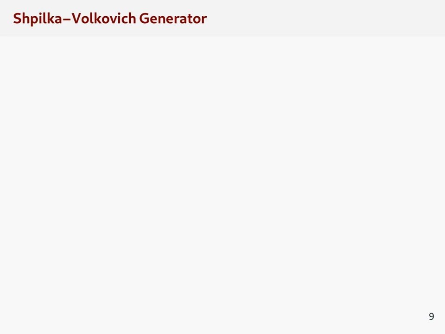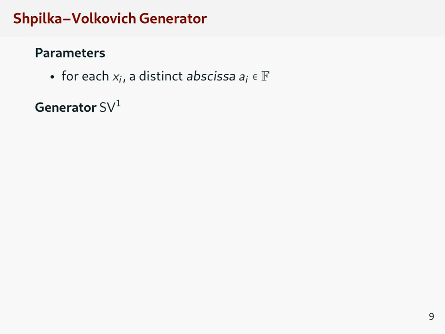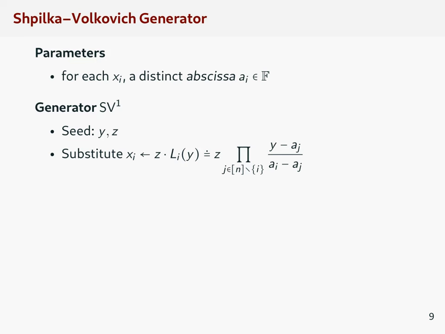The Shpilka-Volkovich generator is defined in terms of some parameters. For each variable xi, the generator requires selecting a distinct scalar from the ground field that we call an abscissa. The abscissa for xi is just denoted ai. From here, the generator SV1 can be defined as taking in as seed two variables y and z, and then substitutes for xi z times the ith Lagrange interpolating polynomial as a function of y. So if you plug in, say, ai for y, then xi gets z, and the remaining variables get 0. And that holds for all i.